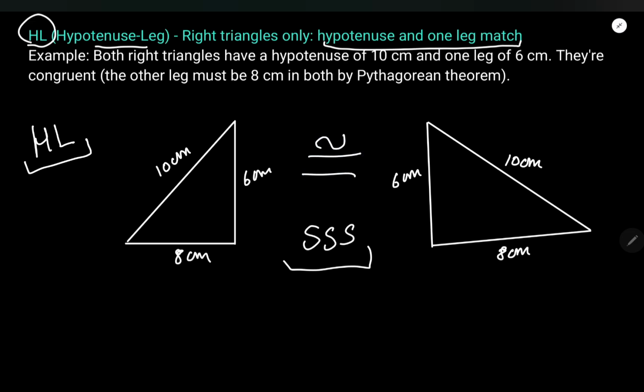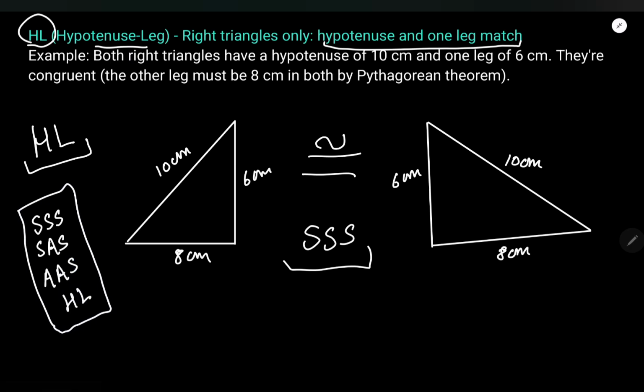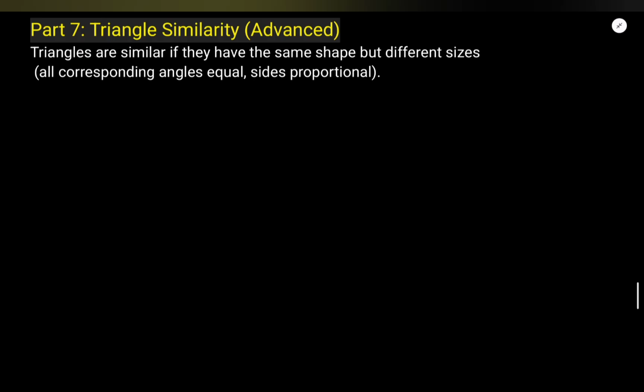So now we have learnt about 4 rules of congruency that you should always remember: SSS, SAS, AAS and HL. Okay, these are the 4 rules of congruency. Next we come to similarity. I have already told you a little bit about similarity. What is similarity of triangles? Triangles are similar if they have same shape but different sizes.